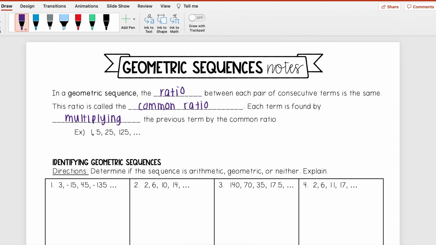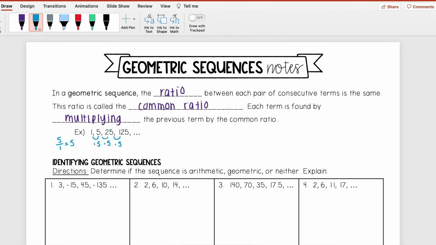So let's look at this example. An example of a geometric sequence would be 1, 5, 25, and 125. And that's because I am multiplying by 5 each time. And if you don't see that right away, you could also take the first term and divide it with the second. So for instance here, I take the second and I divide it with the first and I get 5.